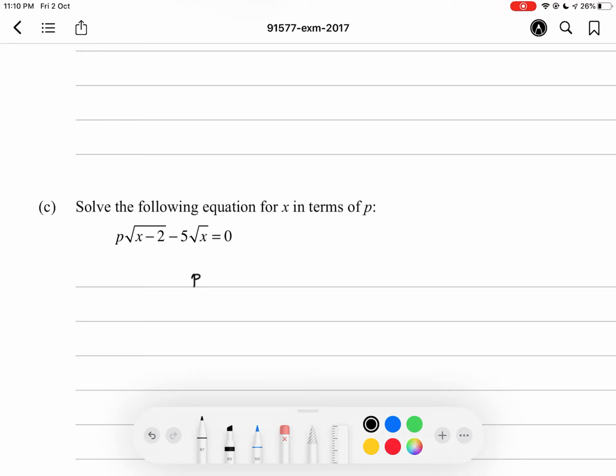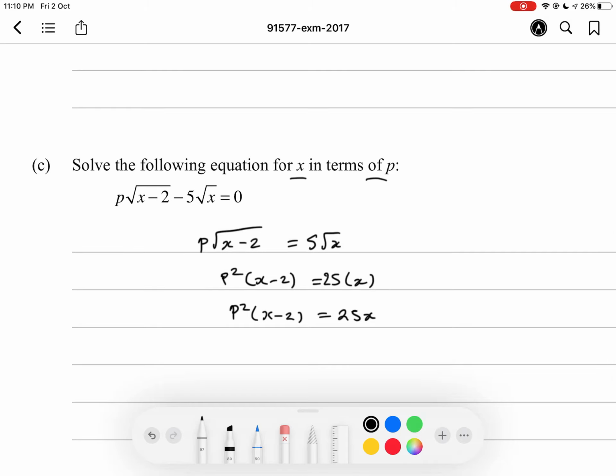So in this case, we're going to say that p root of x minus 2 equals 5 root x, and now we're going to square both sides. So p squared times x minus 2 equals 25 times x. Therefore, p squared times x minus 2 equals 25x. The question asks for x in terms of p, so it should be x equals something. So we have to make x the subject, so we're going to expand the left-hand side here. So we have p squared x minus 2p squared equals 25x.